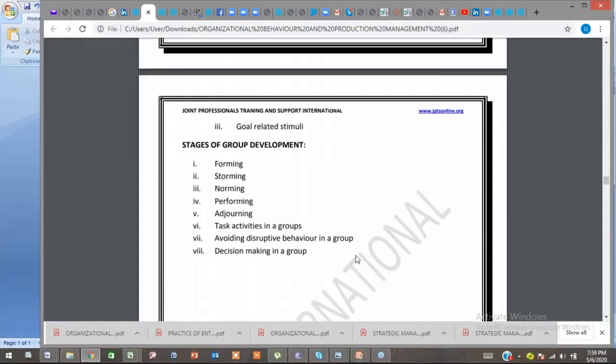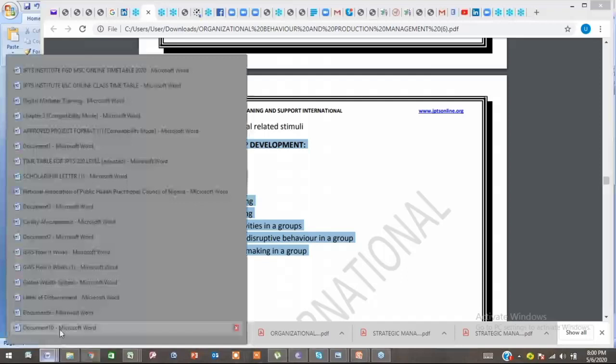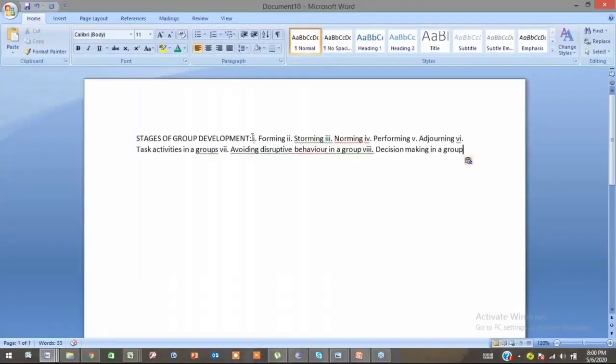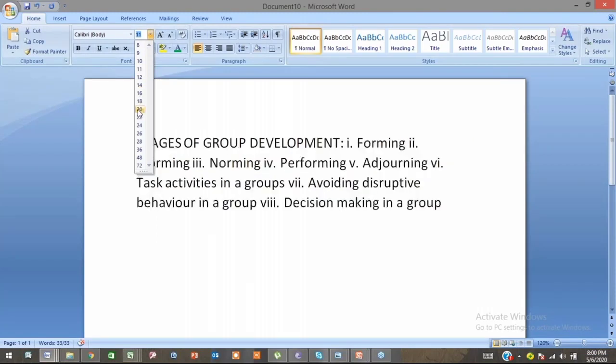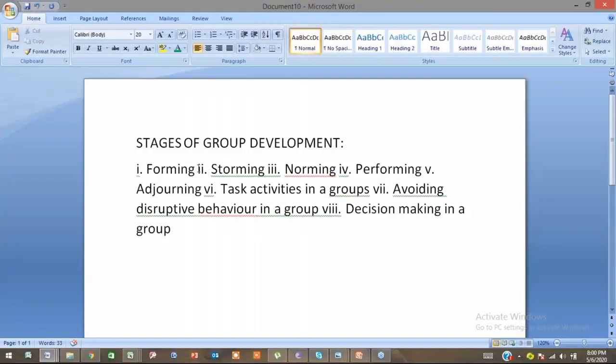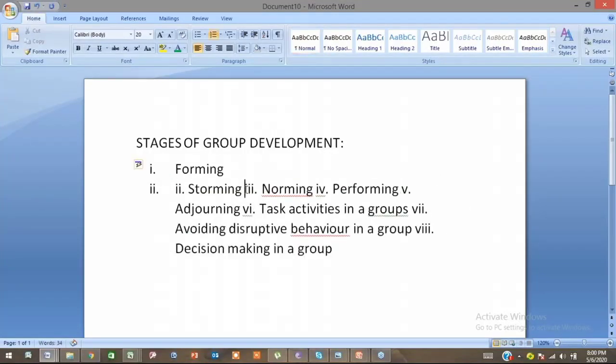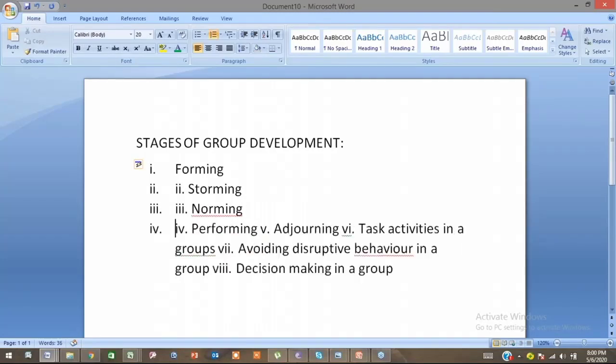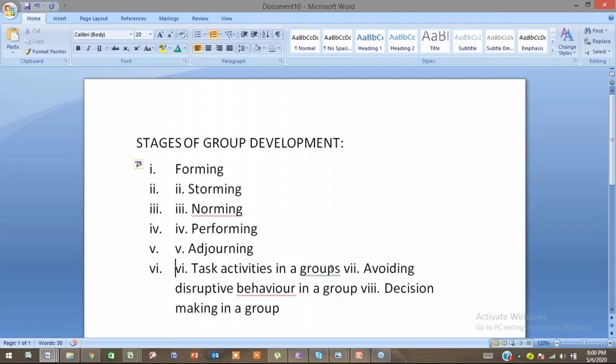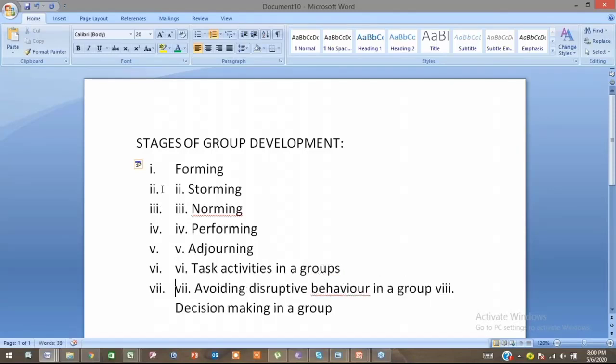The assignment is to write on this stage. Let me copy it. Please give me a minute or two. This is your assignment. Write on this. I believe you have written it down, so that you don't send me a text message or email that you have not seen the assignment. Write on each of them and submit it.